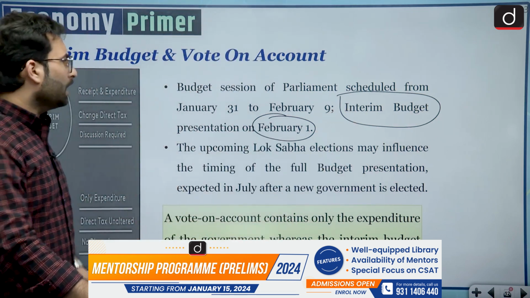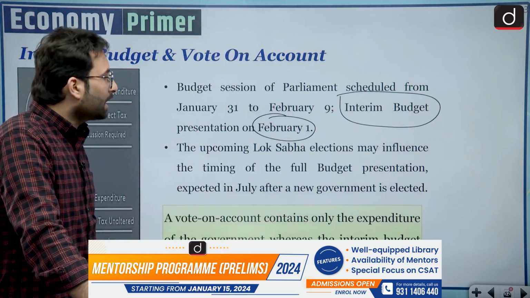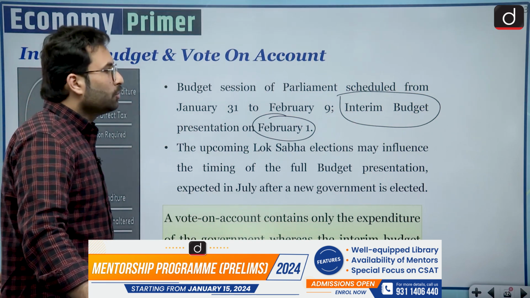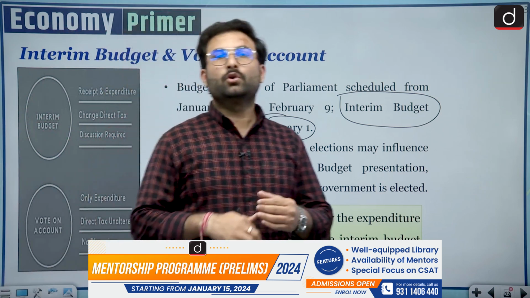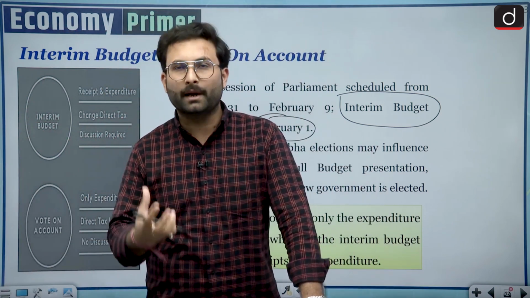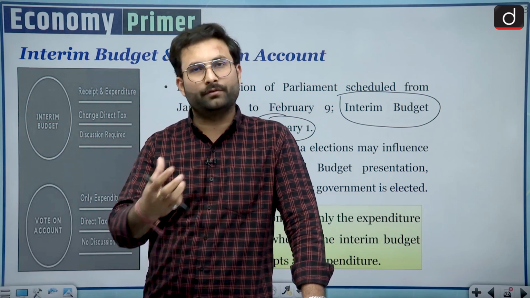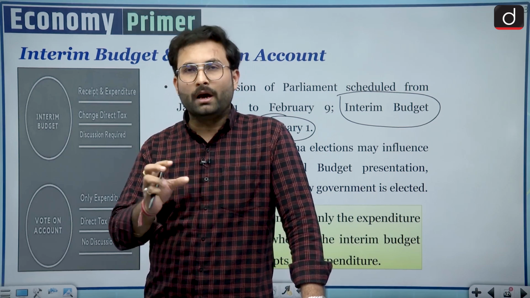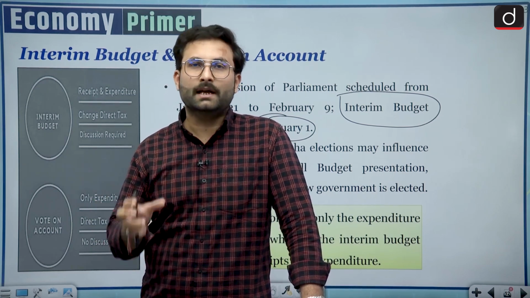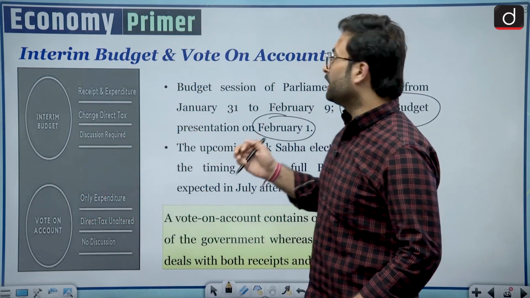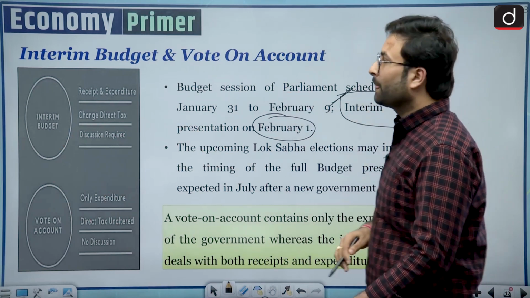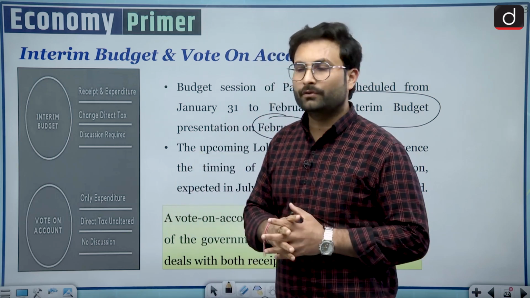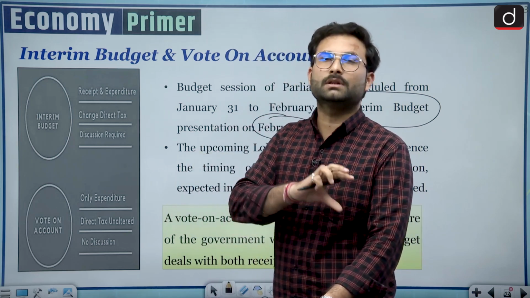The upcoming Lok Sabha elections may influence the timing of the full budget presentation, expected in July after a new government is elected. So once the new government comes, that government will have the mandate and will decide the budget of that particular year. But the thing is, before the budget is coming, you have to run the expenditure, and that is why interim budget is actually voted upon. So interim budget and vote on account are mostly when we are going for the short term budgeting and not for the whole year.